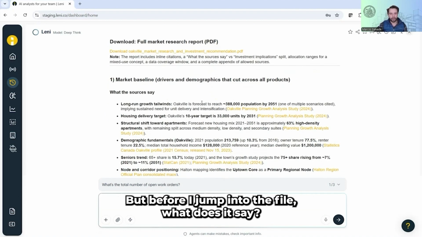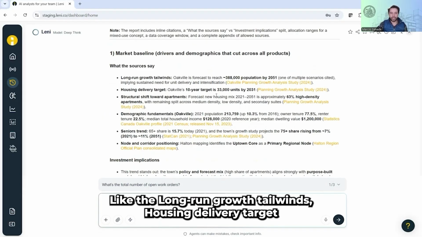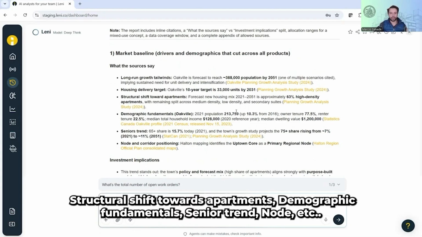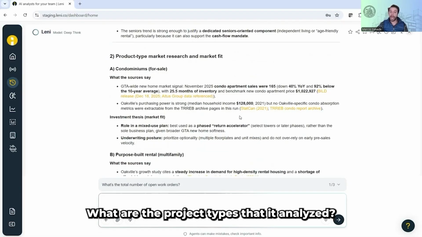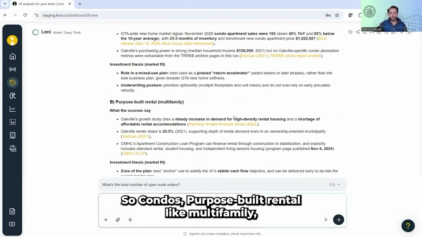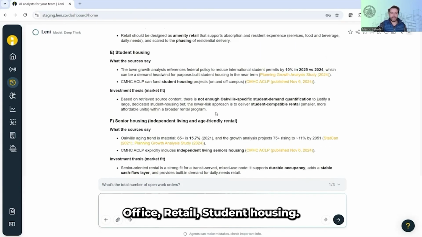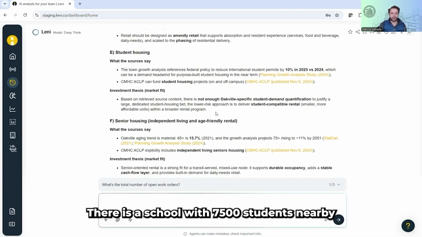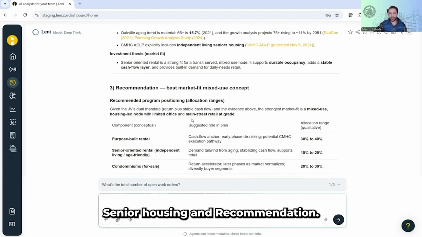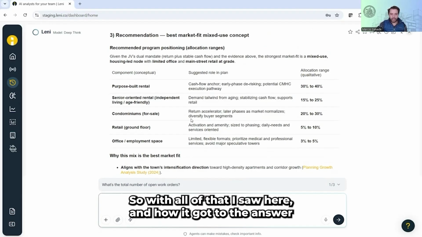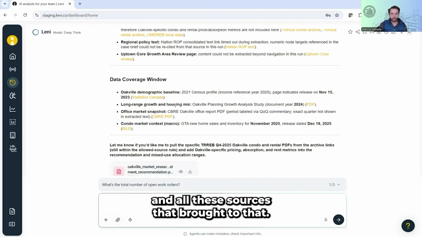But before I jump into the file, what does it say? The long run growth tailwinds, housing delivery target, structural shift towards apartments, demographic fundamentals, senior trend, and so on. What are the project types that it analyzed? Condos, purpose-built rental like multifamily, office, retail, student housing. There is a school with 7,500 students nearby. Senior housing, and recommendation. So with all of that, I saw it here, and how it got to the answer and all the sources that brought it to that.